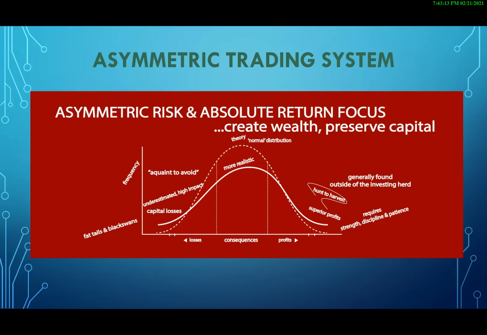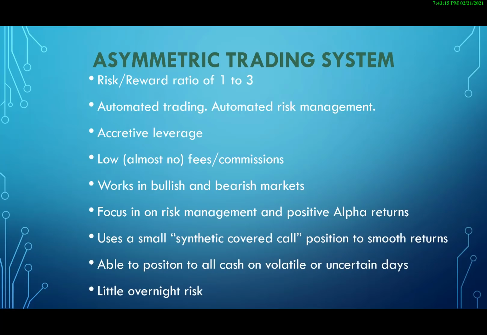Let's talk about the asymmetric trading system. It is a system that has a risk-reward ratio of a 1 to 3 interval, and that is essentially the focus of the program. It is a risk-managed focus. Our rate of return is secondary to the risk management, and so every trade that we put on, we want to only risk $1 for every $3 of potential reward.